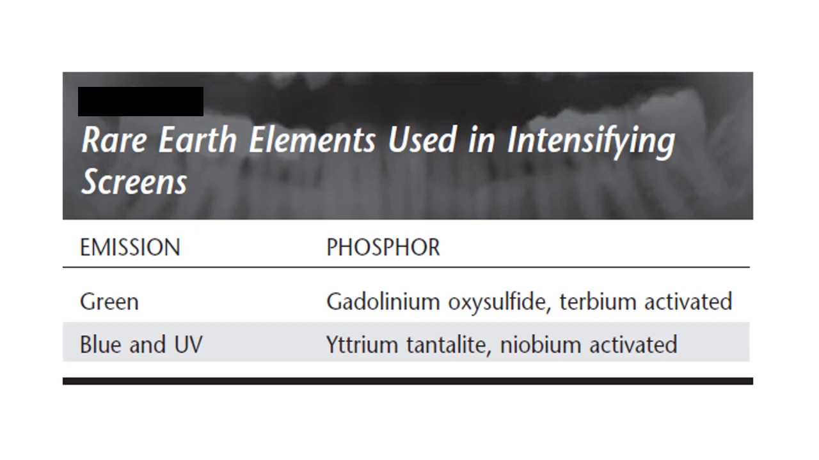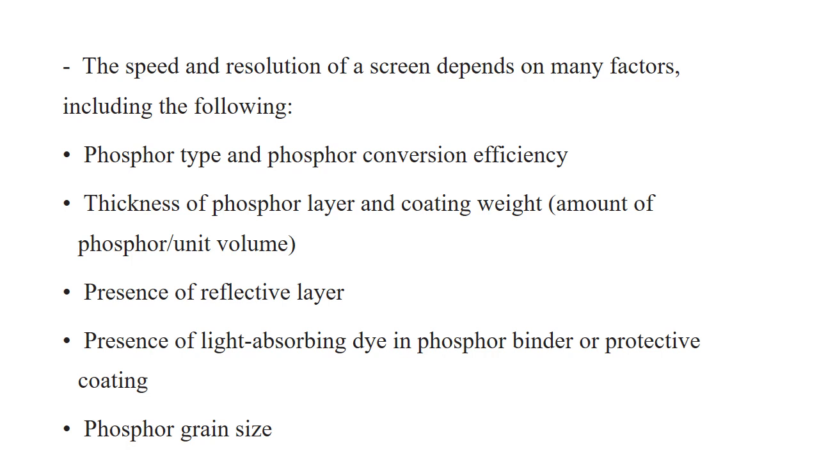This is the table showing rare earth elements which are commonly used in intensifying screens. The phosphor crystals like gadolinium oxysulfide and terbium activated phosphor crystals emit green light, whereas yttrium tantalate and niobium activated phosphor crystals emit blue and UV light. The speed and resolution of a screen depends on many factors including the following: phosphor type and phosphor conversion efficiency, thickness of phosphor layer and coating weight, that is amount of phosphor per unit volume, presence of reflective layer, presence of light absorbing dye in phosphor binder or protective coating, and phosphor grain size.